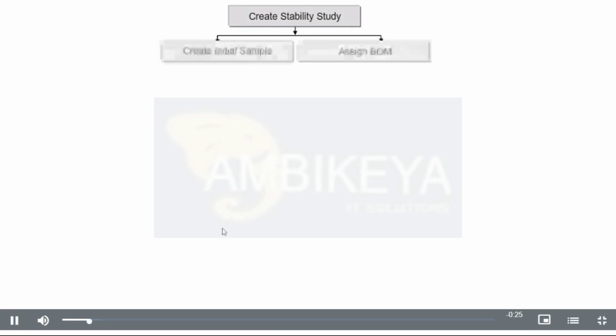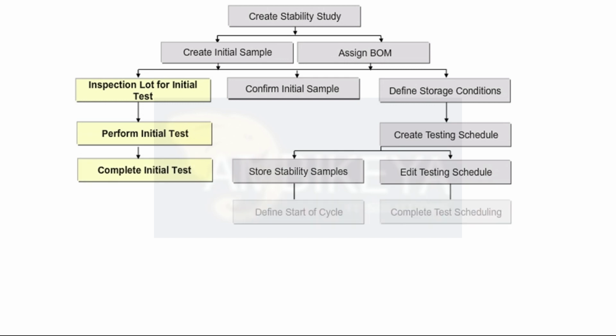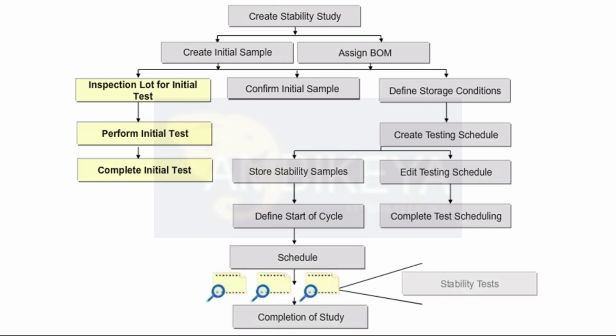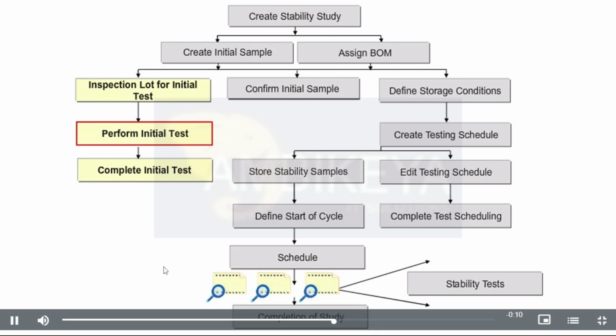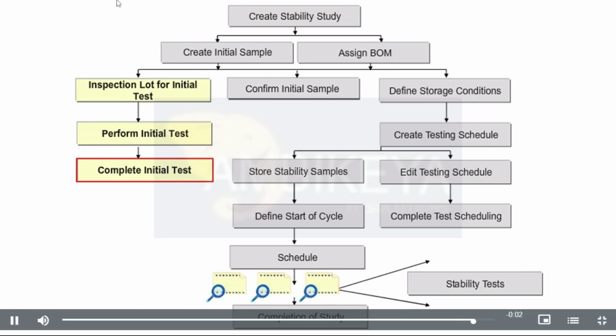You test the initial sample. Depending on the results of this initial test, you can decide whether or not to continue the stability study. During the initial test, you perform the following steps. You create an inspection lot for the initial sample. You perform the initial test by testing the initial sample and recording the results. You complete the initial test by making the usage decision for the relevant inspection.